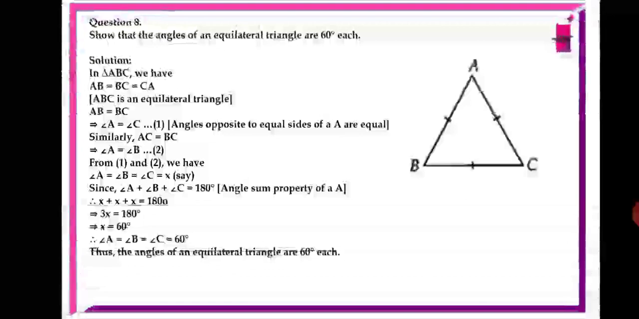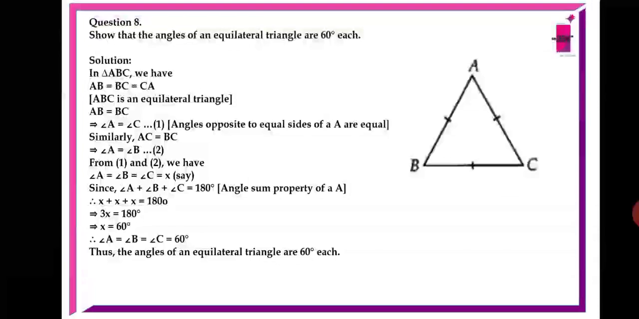Question number 8. Show that the angles of an equilateral triangle are 60 degrees each. This also, if it is a very short answer, you can just say x plus x plus x equals 180, because all the angles of an equilateral triangle are equal. Then 3x equals 180 and x equals 60. But when it is given for a short answer or long answer, you should go through the property of an isosceles triangle. Through that property only we are going to take. Even for the equilateral, first we will take two sides equal and next the other two sides equal. So on that basis you should take.